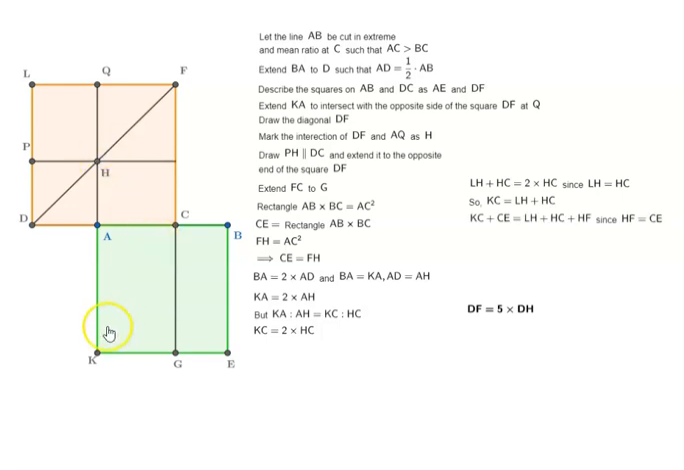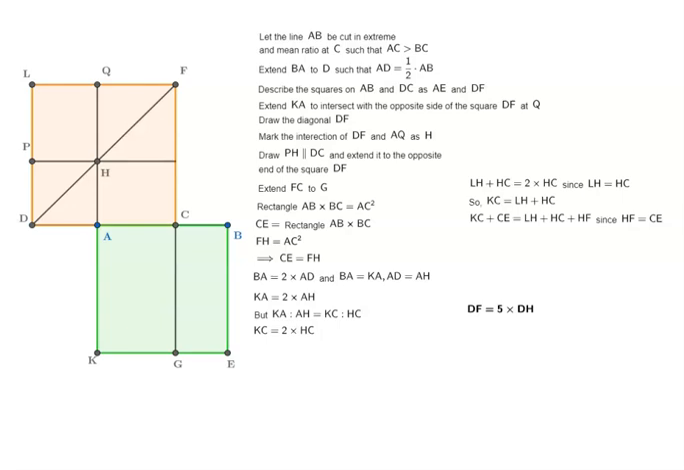Now KC plus CE is the complete square. So KC plus CE is equal to what? KC is LH plus HC and CE is equal to HF. So KC plus CE is equal to LH plus HC plus HF, since HF is equal to CE. So we have covered these three parallelogramic figures.